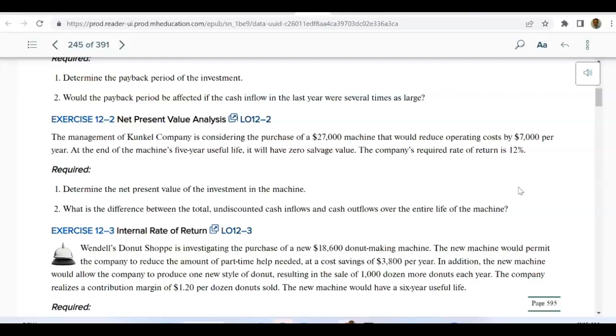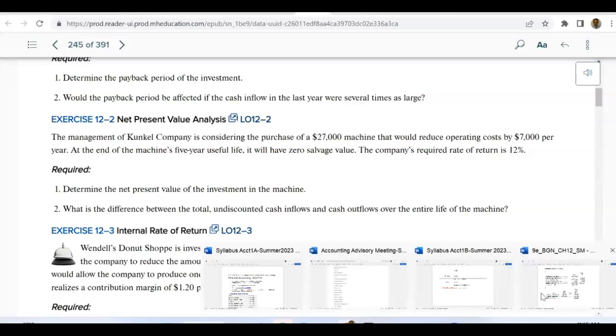And normally companies like to have a return either equal to or higher than the required rate of return. So now we have this situation: we are purchasing a $27,000 equipment. It will save us $7,000 per year. Determine the net present value of investment in the machine. What is the difference between the total undiscounted cash inflows and cash outflows over the entire life of the machine? Okay, so I have that solution here.